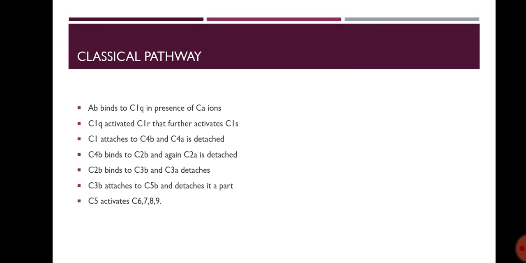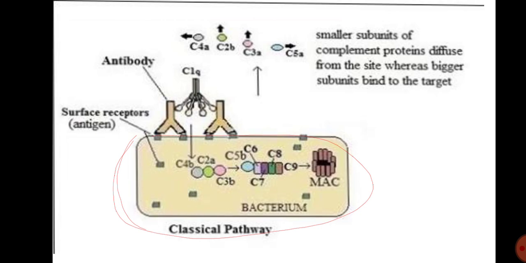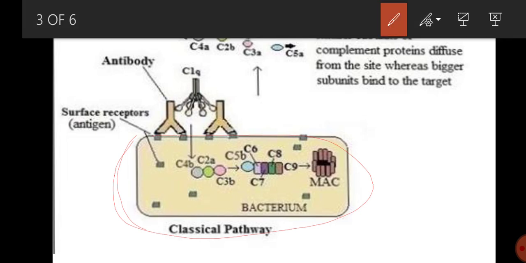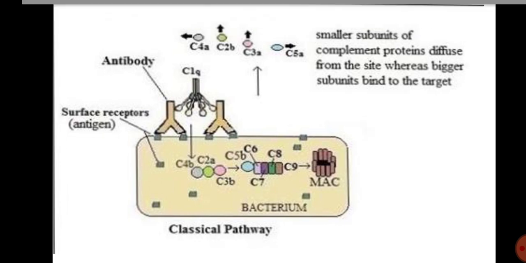So we have a classical pathway. We have a couple of points there, but before explaining these points, let me show you a diagram first. Here is a diagram. Here you can see bacteria, and more specifically it is gram negative. Why is it gram negative? The question is this. So let me tell you something about gram negative.